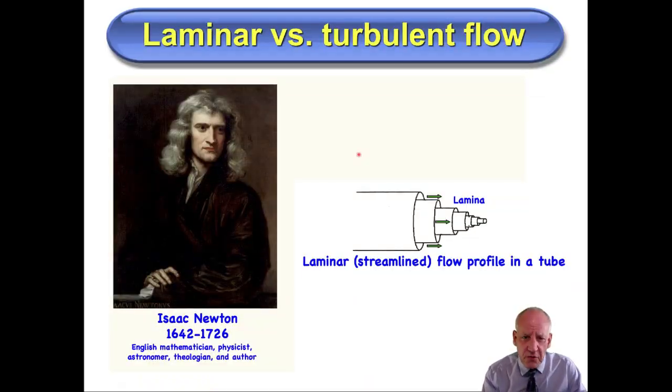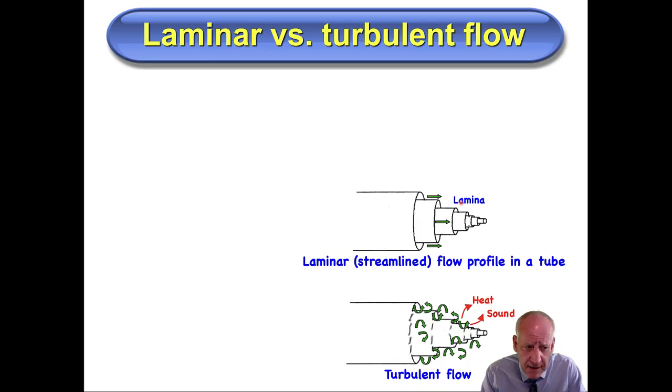The flow of fluid through tubes was first studied by Isaac Newton about 300 years ago. And Newton recognized that fluids can flow through tubes in two different ways. Laminar, or streamline flow, occurs when the fluid flows smoothly in concentric layers called lamina. Laminar flow is very efficient energetically and is silent. Turbulent flow occurs when the lamina break down into chaotic eddy currents that move randomly in all directions. Turbulent flow is inefficient energetically and noisy because some of the energy driving turbulent flow is given up as heat and sound.